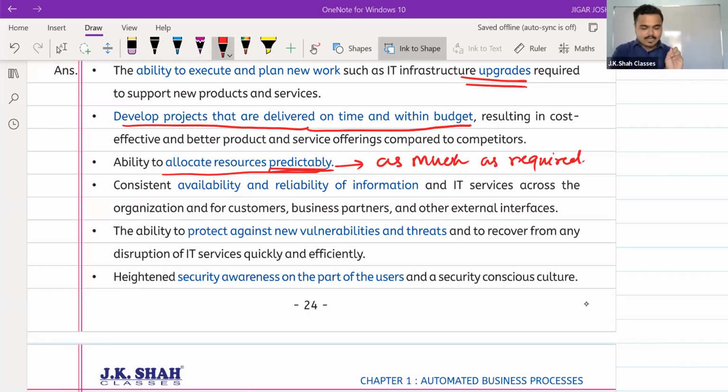So number one, my dear chartered accountants, the ability to execute the new plans. Number two, develop the projects that are delivered on time within the budget. Third one, allocate the resources predictably, as much as required. Yes, yeah, no? Yes, sir.